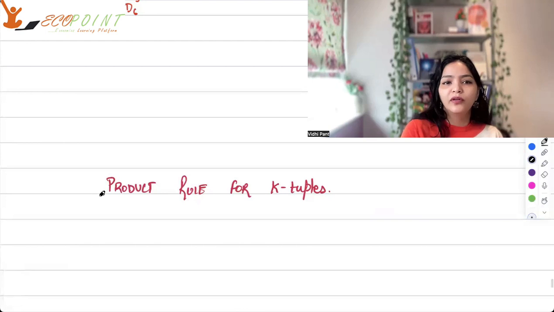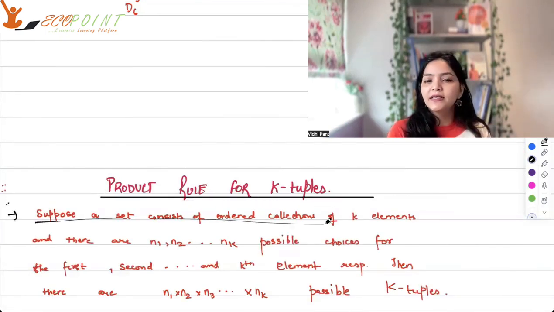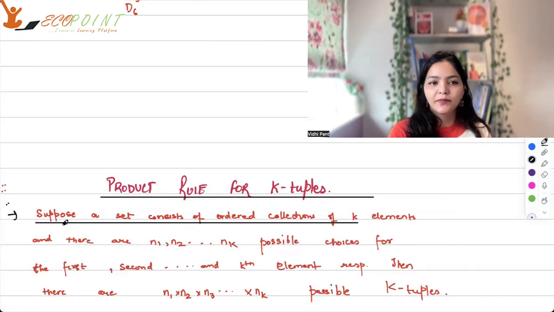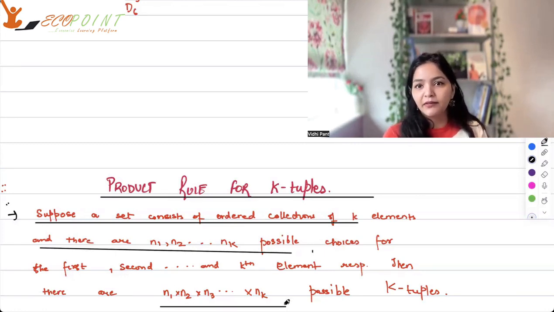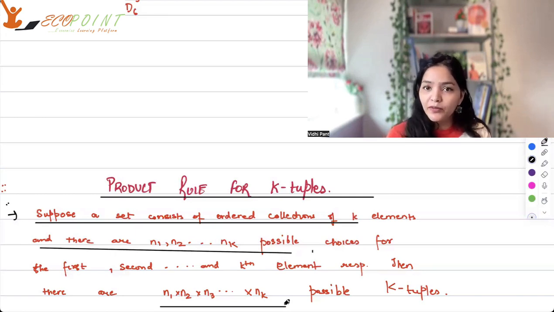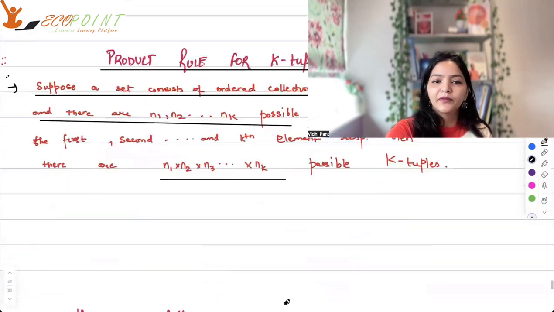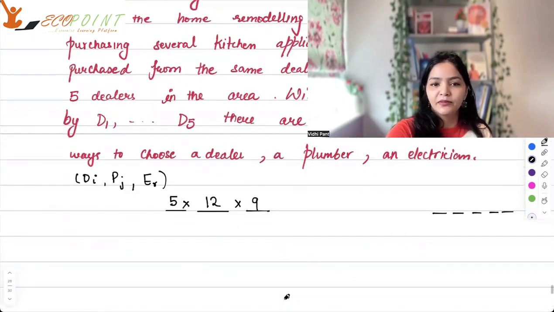So product rule for k-tuple. Suppose a set consists of ordered collections of k elements, and there are n1, n2 till nk possible choices for the first, second, third, so on and so forth till kth element respectively. Then there are n1 into n2 into n3, so on and so forth, multiplied by finally nk possible k-tuples. Those many. Again, basically, what are we doing? We are just multiplying, the way we did in this example.